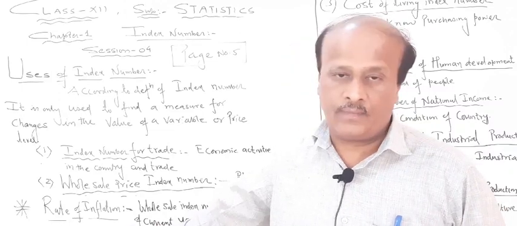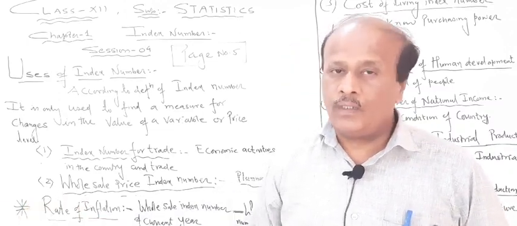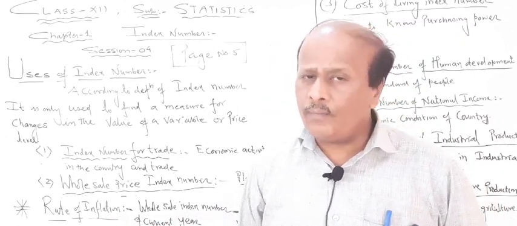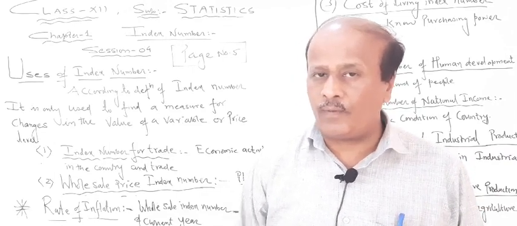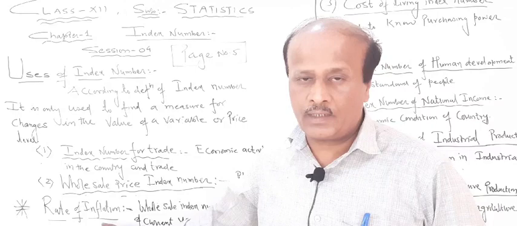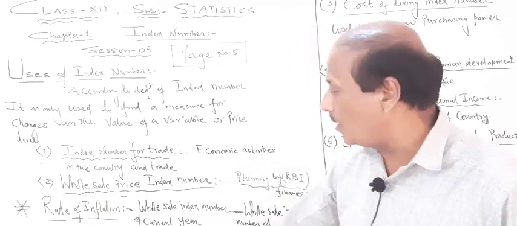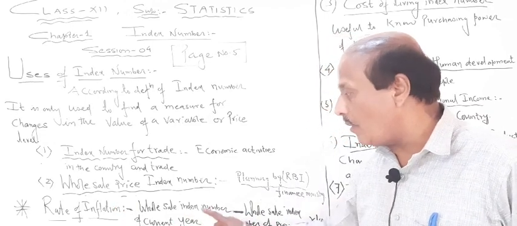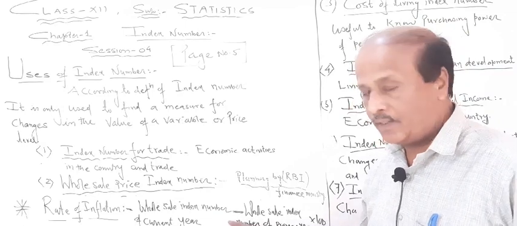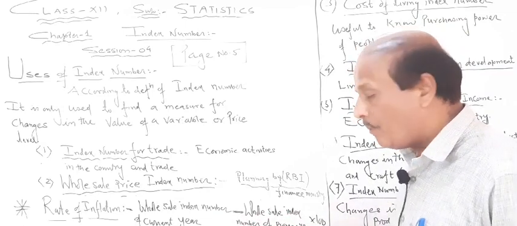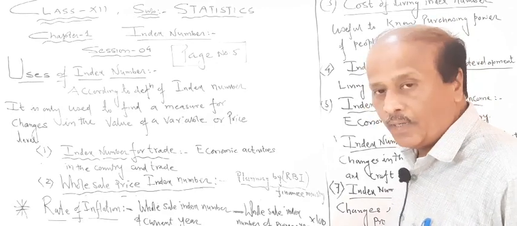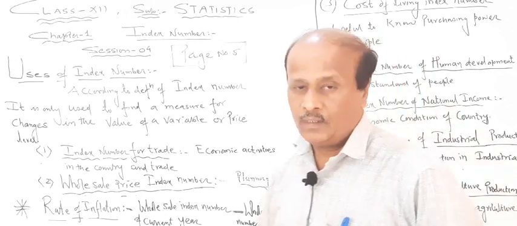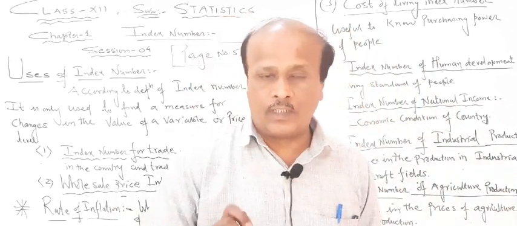This formula is very important: the rate of inflation. Common people also know about this rate of inflation. The formula may not be familiar to them, but you should know it. There are one or two questions related to this formula afterwards. Rate of inflation is calculated as the wholesale index number of the current year minus the wholesale index number of the previous year, multiplied by 100, divided by the wholesale index number of the previous year. Go through this formula in your textbook.